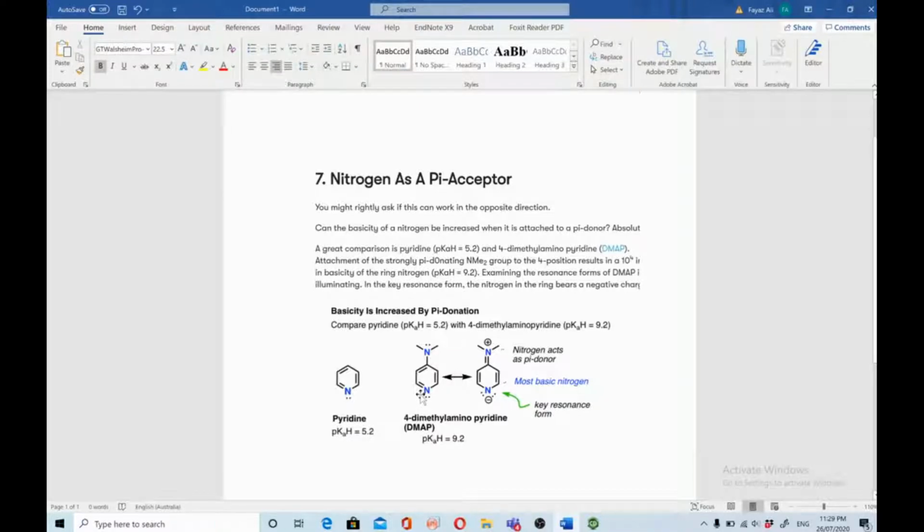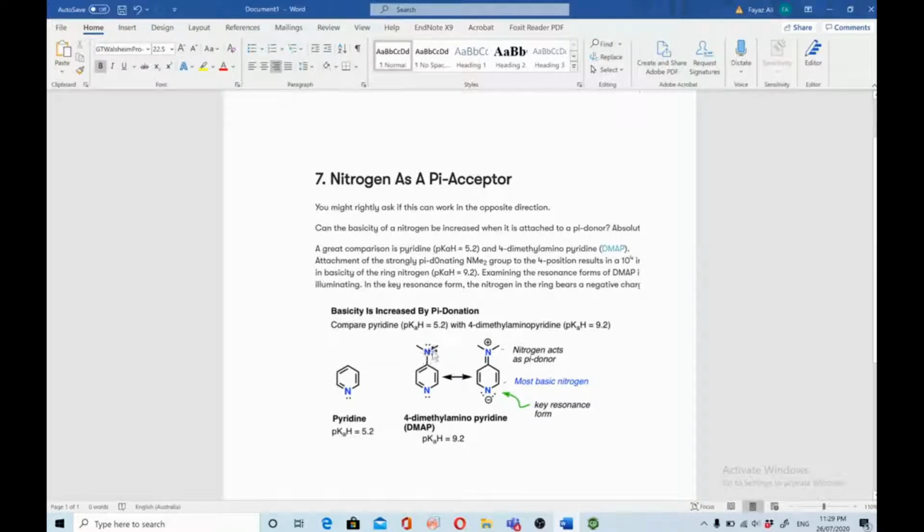What about 4-dimethylamino-pyridine? The nitrogen containing 2 methyl groups acts as a pi donor. This nitrogen is involved in resonance, hence it donates electron density through a resonance effect and provides a negative charge on the pyridine nitrogen via the resonance form, making this nitrogen most basic compared to pyridine. So the concept involved in this question was that in pyridine there is no donor, hence it is less basic compared to 4-dimethylamino-pyridine, where the NMe2 group acts as a donor.